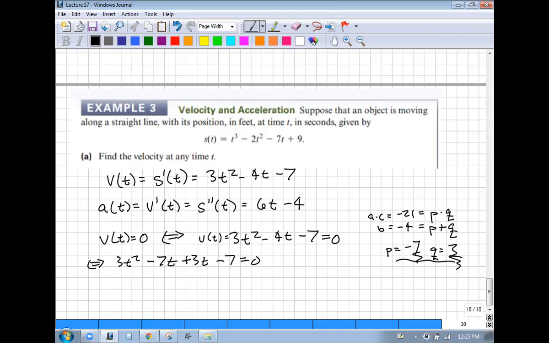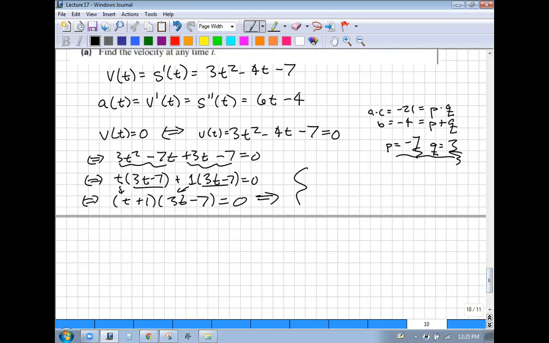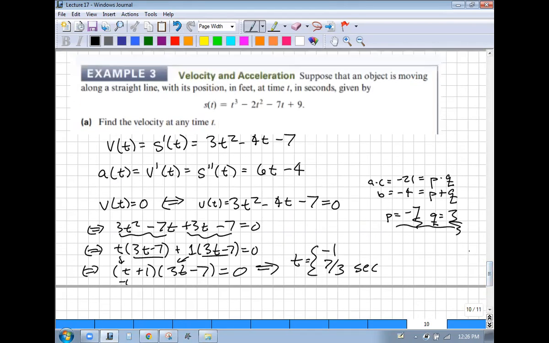And what that does is allow you to factor by grouping. I'll treat these things separately. Out of the first two terms, I could pull a t out, and I get a 3t minus 7. Then I look at this, and I need to write that as something times 3t minus 7. Well, it's already 3t minus 7, right? So I'll write it as 1 times 3t minus 7. So what do I have here? I have a t, and I have a 1, and they're both multiplied by 3t minus 7. So what that says is either t is minus 1 or 7/3. And now we don't want to talk about negative time really. So really we're talking about 7/3, and in this case we're talking about seconds. At 7/3 seconds is when the velocity is 0.